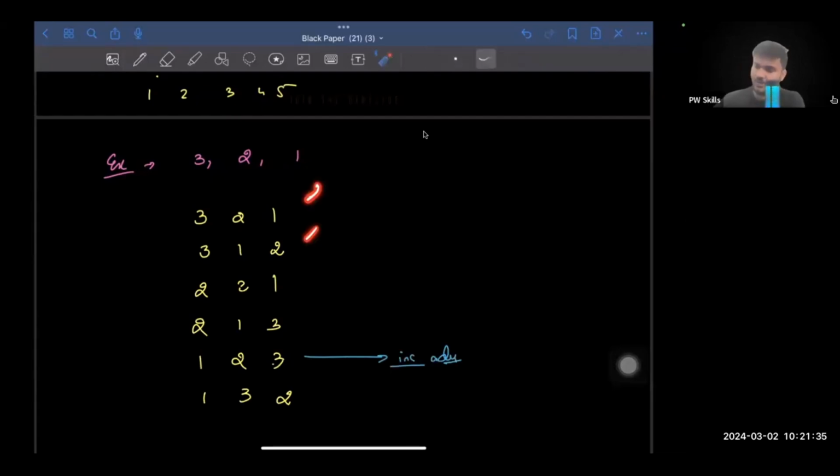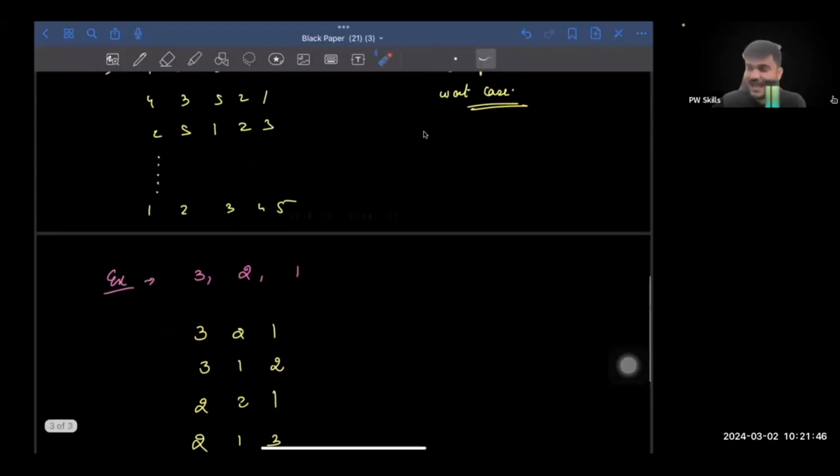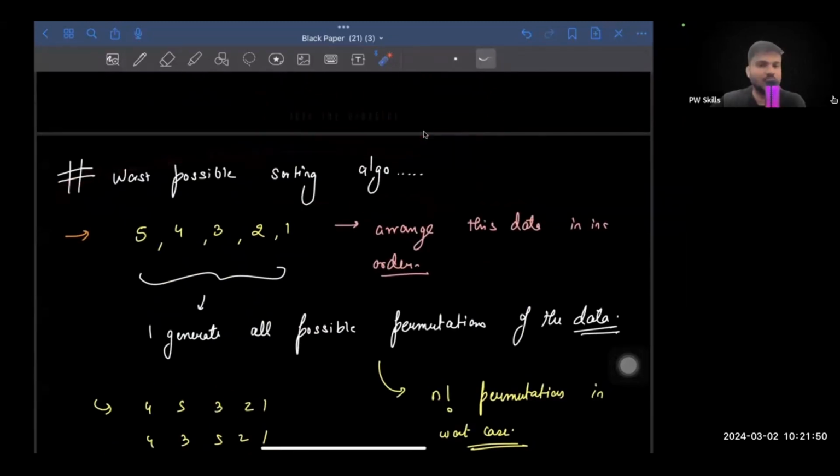So we will one by one generate the permutation, and we will check whether this permutation is the required one or not. I hope this point makes sense. And this actually makes the worst possible sorting algorithm. And what do you think will be the time complexity of the worst possible sorting algorithm in the worst case?